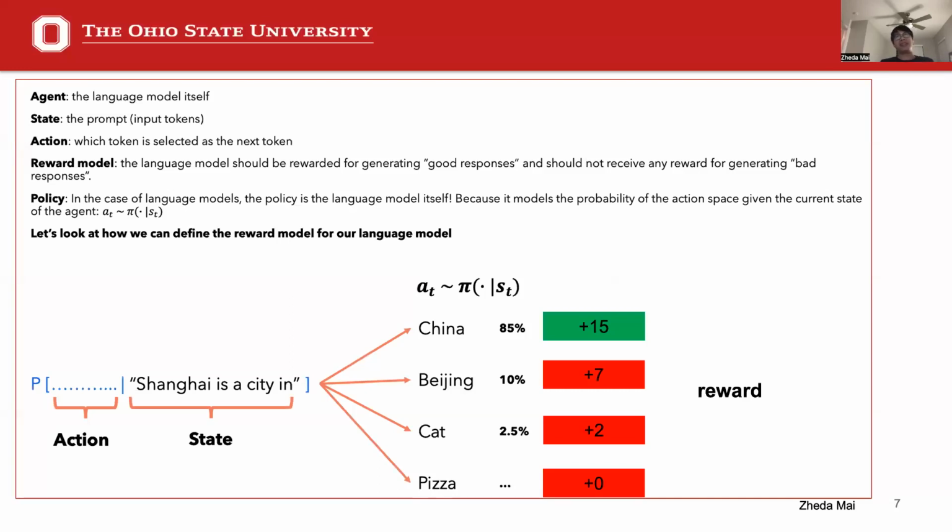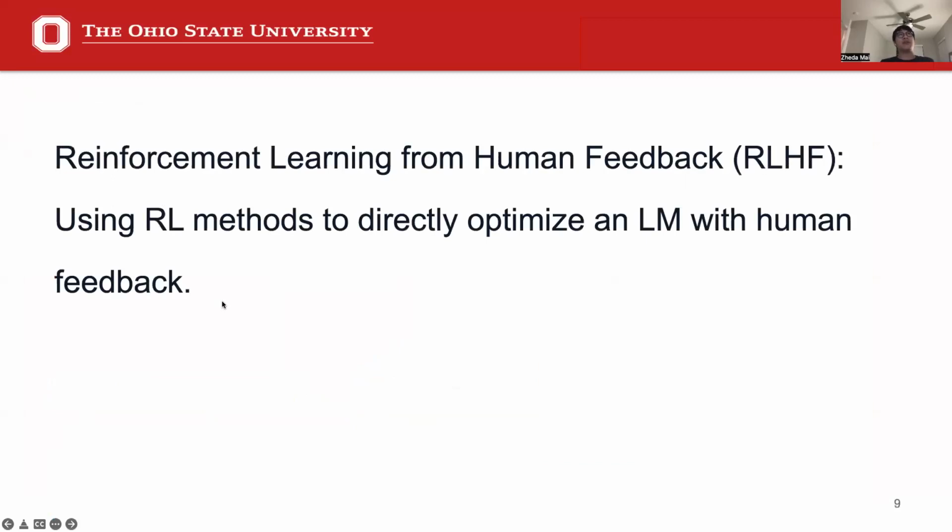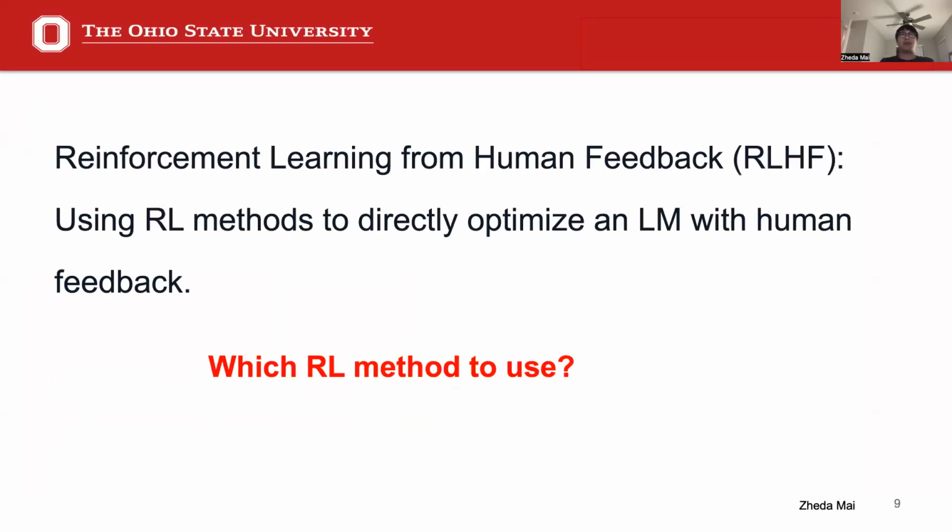So let's take a look at this example here. Given the current state "Shanghai is a city in," the language model is going to predict the action, which is also the next token. If it predicts the correct "China," it will receive a good reward. On the contrary, if it predicts "pizza," it will receive a pretty bad reward. So in a nutshell, reinforcement learning from human feedback is using reinforcement learning to directly optimize the language model with human feedback. But the question is, which reinforcement learning method to use?